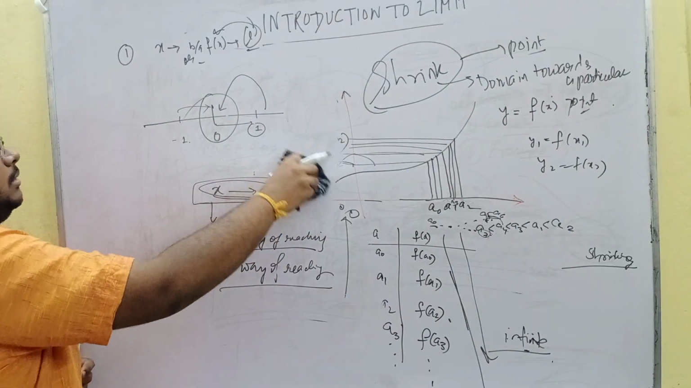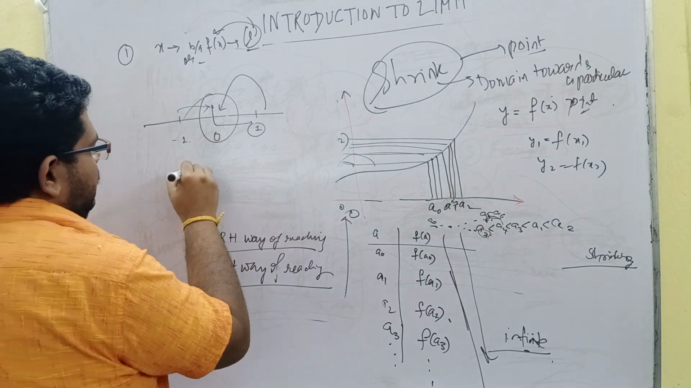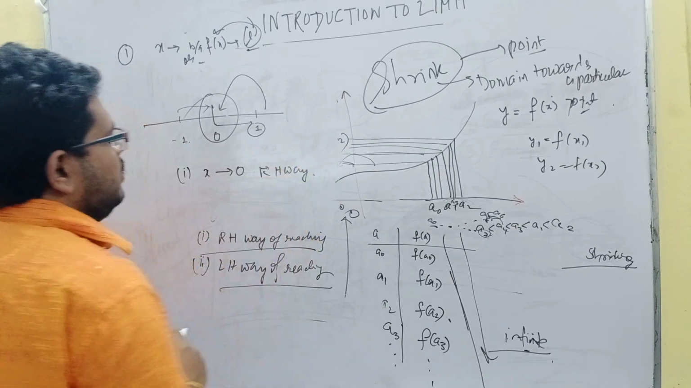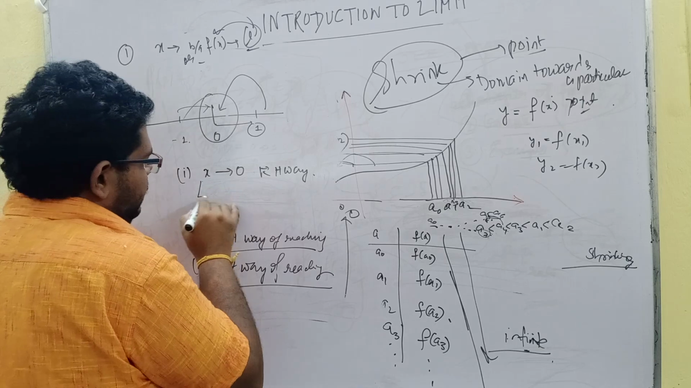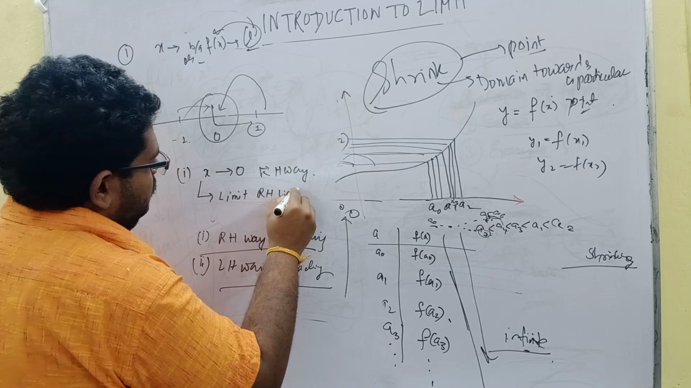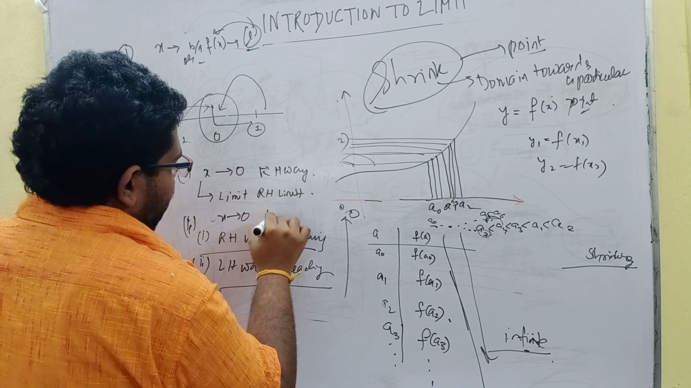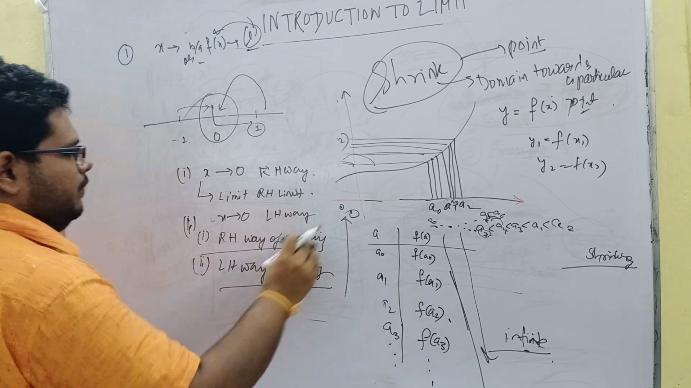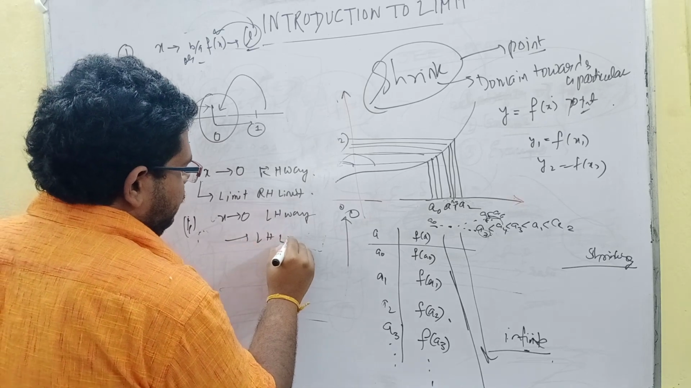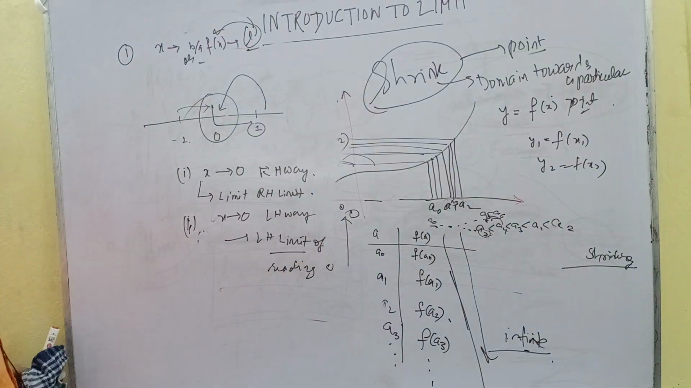Now suppose x goes to 0 in the right hand way, then the limit of the function is known as the right hand limit. Now if x goes to 0 in the left hand way, then it is known as, obviously you can understand, the left hand limit of reaching 0. So there are two limits actually.